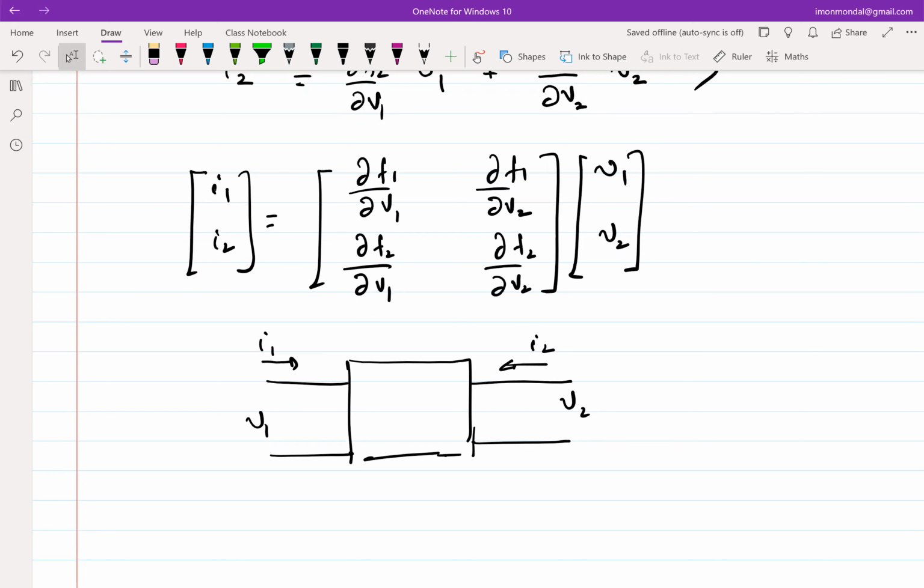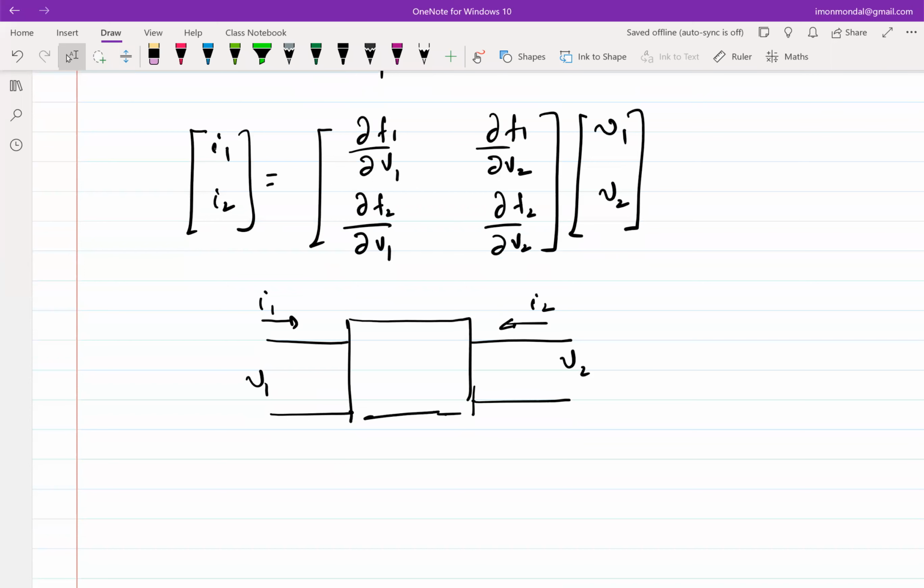And what is this matrix that relates I to V called? Any comments? In terms of Z parameters, Y parameters, H parameters, G parameters. Z is what? Z is impedance, right? Admittance. It's an admittance matrix, right? It's called Y parameters.